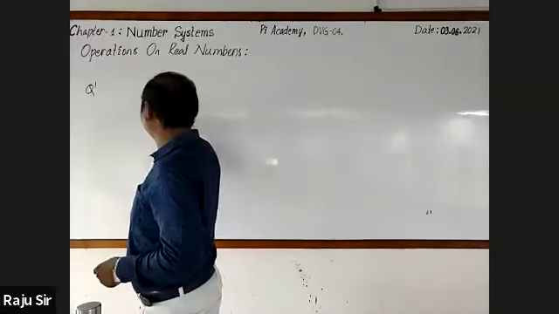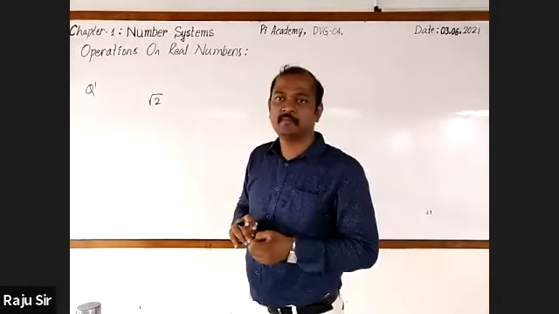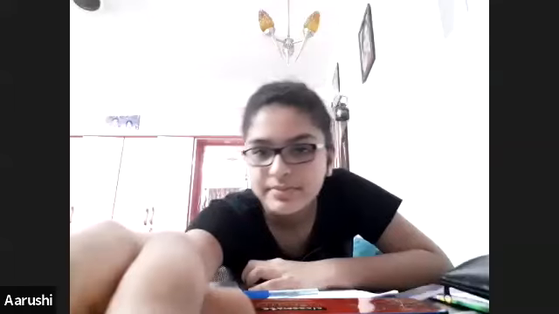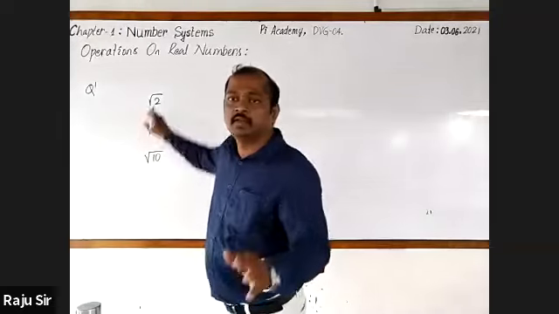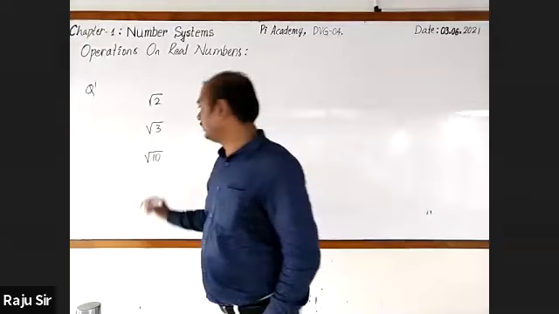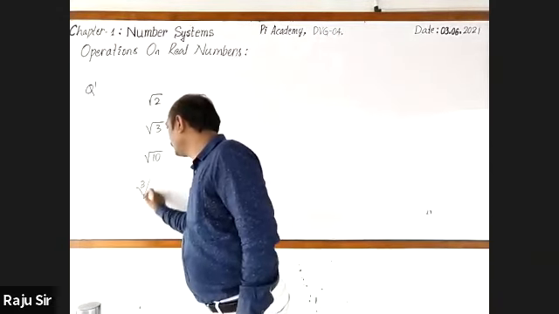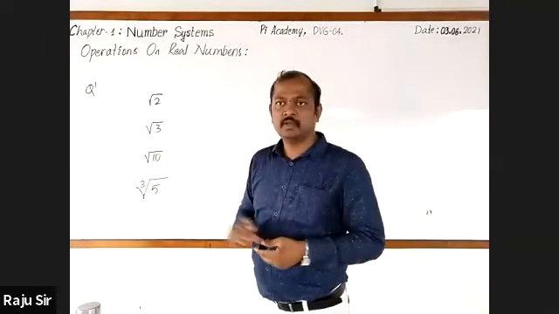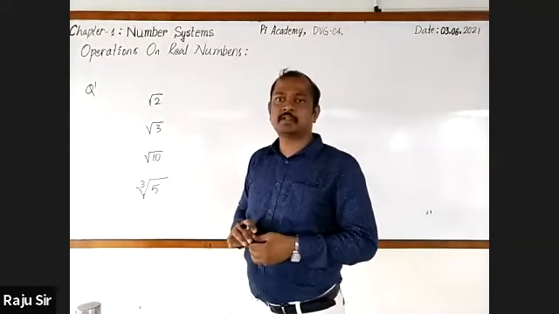Is root 2 an irrational number? Yes, sir. Root 3? Yes, sir. Root 10? Yes, sir. Okay. All these are irrational numbers. I'm going to take another one. Cube root of 5 is also an irrational number. See, all these are irrational numbers.